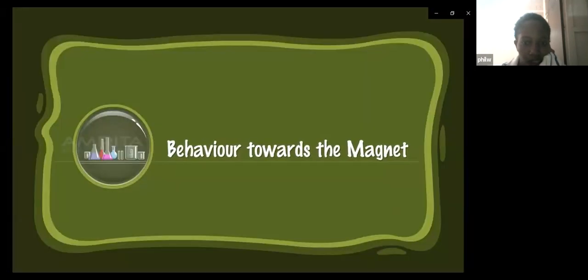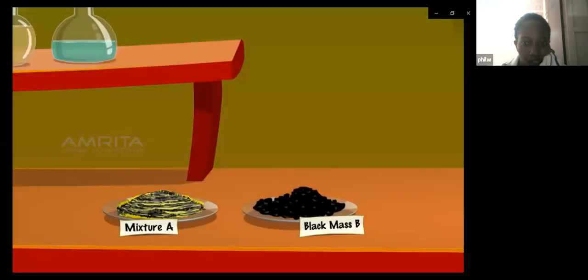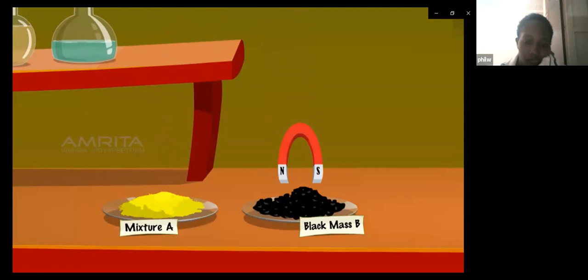Behavior towards a magnet. Place a small quantity of mixture A in a watch glass and a small quantity of black mass B in another watch glass. Show a magnet over the watch glass in which mixture A is taken. Iron filings cling to the magnet since iron retains its properties. Show the magnet over black mass B. No particles attach to the magnet because iron loses its magnetic properties on forming a compound.